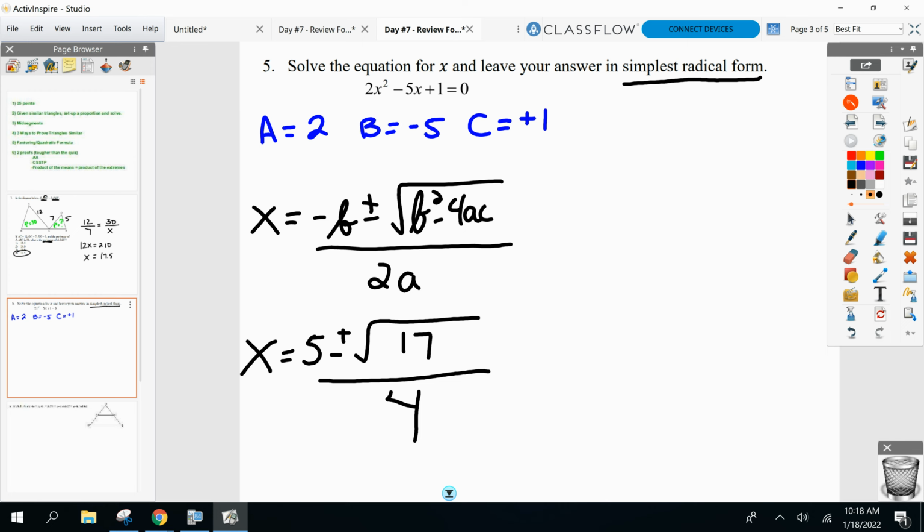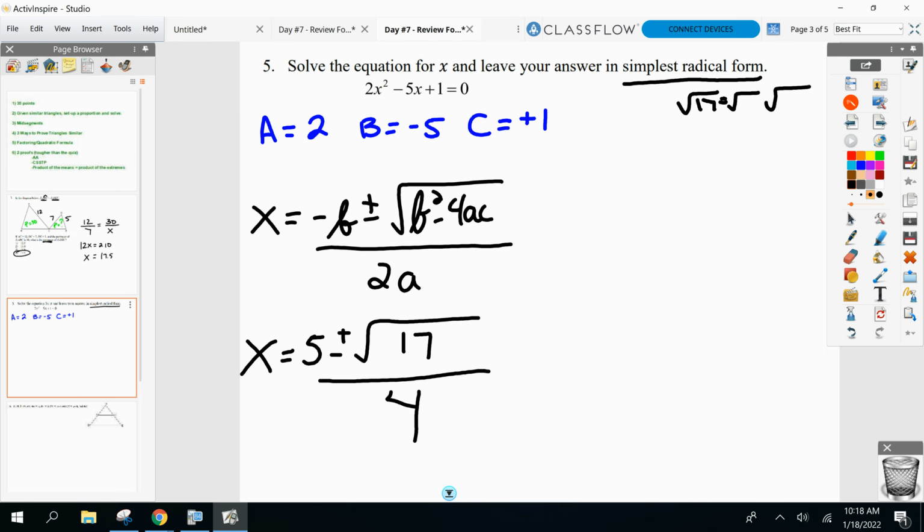Now you look at the radical. And you say to yourself, can I break down radical 17 into 2 radicals, one being a perfect square? Is there a perfect square that goes into 17? Anybody think of any? No. Okay, so that means radical 17 can't be broken down, which means that's simplified. You only keep going if the radical can be broken down, which it cannot be, so we are done.